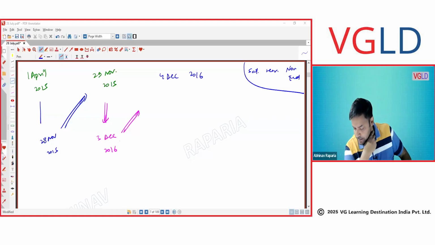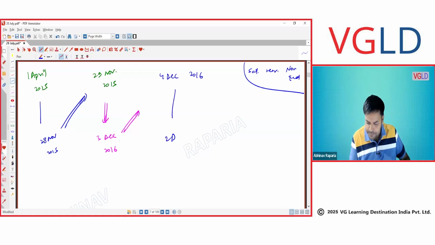See what is the closest Saturday. There are two Saturdays. First is 25th of November. Second is 2nd December, which is closest. 2nd December is the closest. I'll take that. Next, we'll start and continue the same. I hope it is okay.